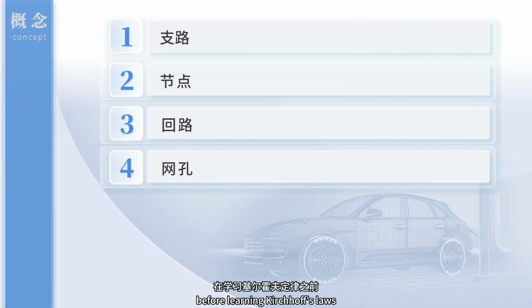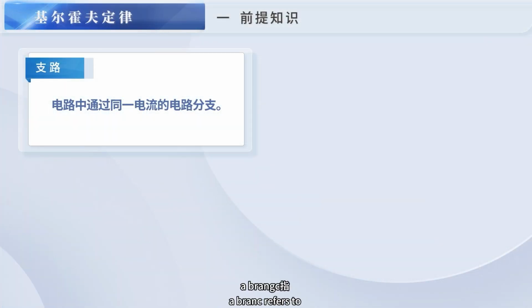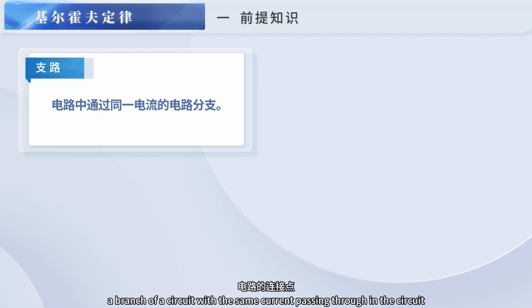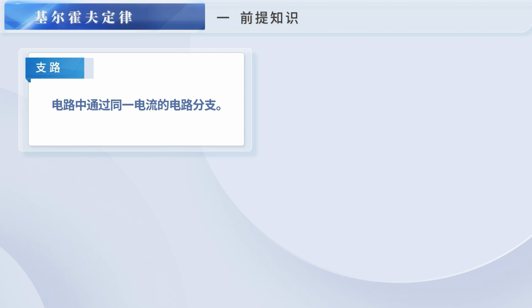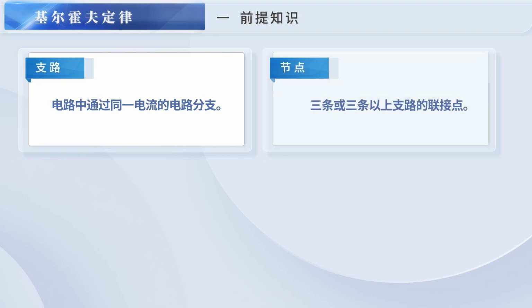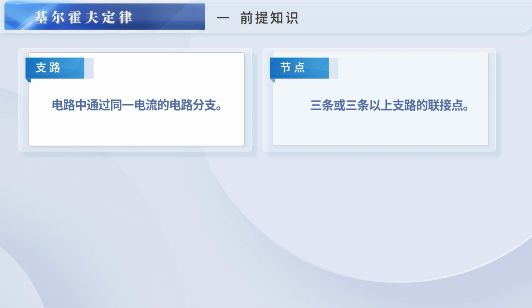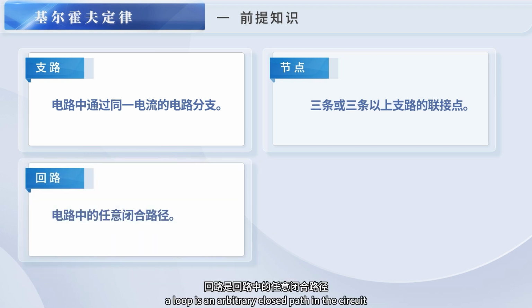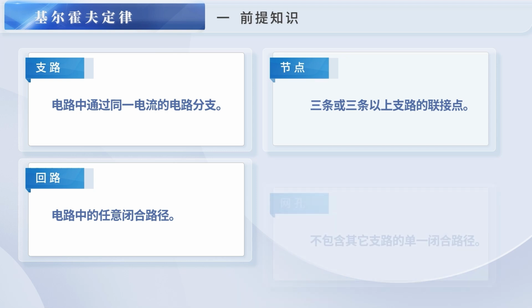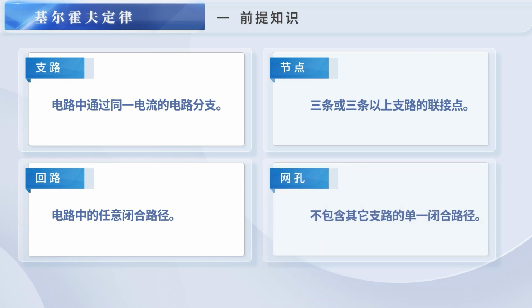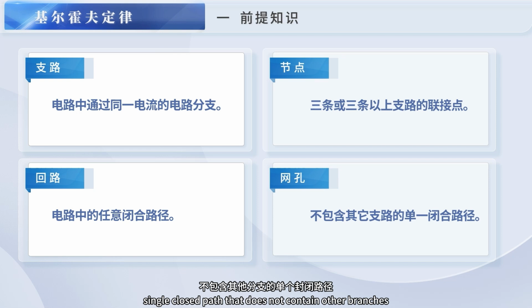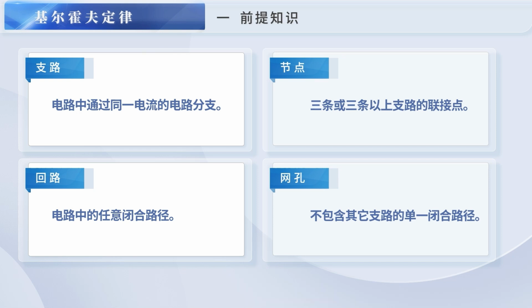Before learning Kirchhoff's laws, let's first learn the definitions of branch, node, loop, and mesh. A branch refers to a branch of a circuit with the same current passing through it. A node is the connection point of 3 or more branches. A loop is an arbitrary closed path in the circuit. A mesh is a single closed path that does not contain other branches.